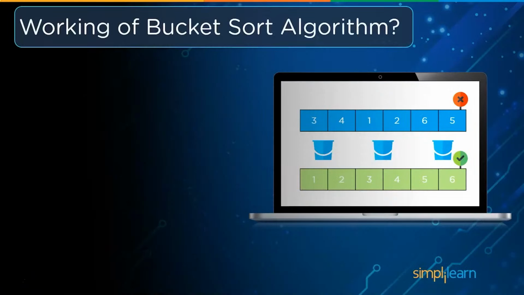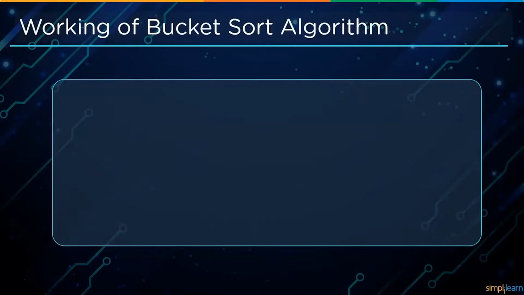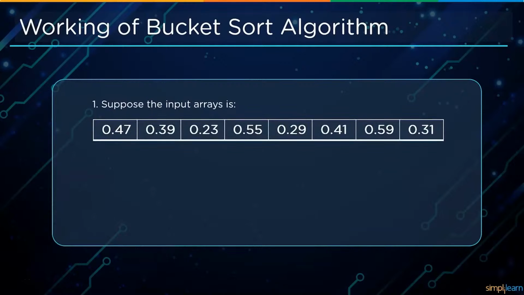Now the next topic, that is the working of the bucket sort algorithm in a detailed way. So now we know the brief of the bucket sort algorithm. Now let's learn the working of the bucket sort algorithm in depth. Suppose we have an array consisting of decimal or floating values as the input. So the first element is 0.47, next we have 0.39, 0.23, 0.55, 0.29, 0.41, 0.59 and finally 0.31.